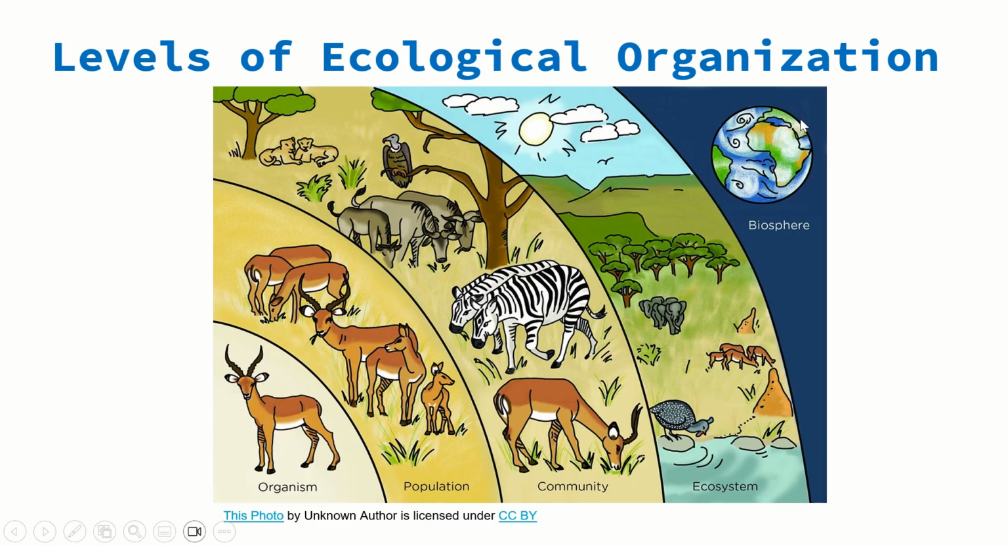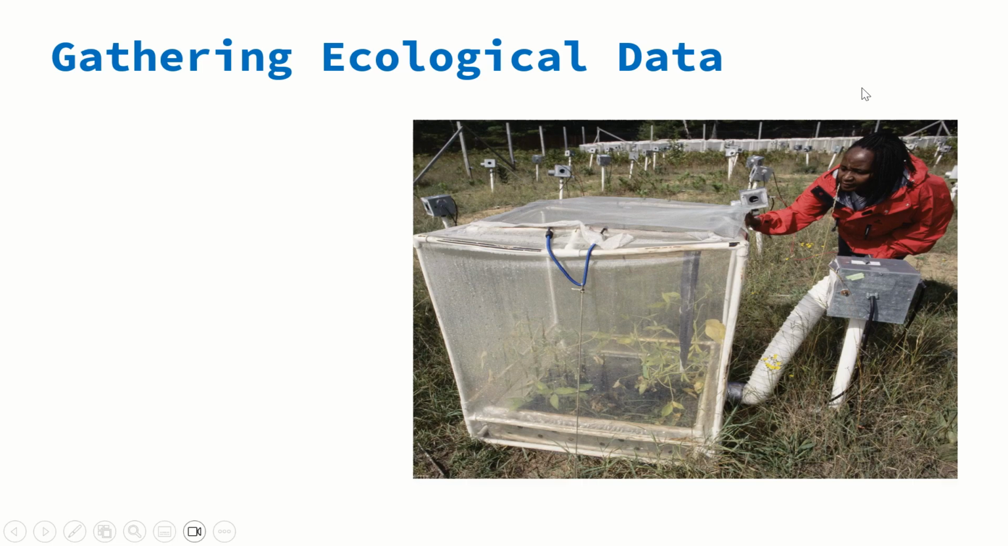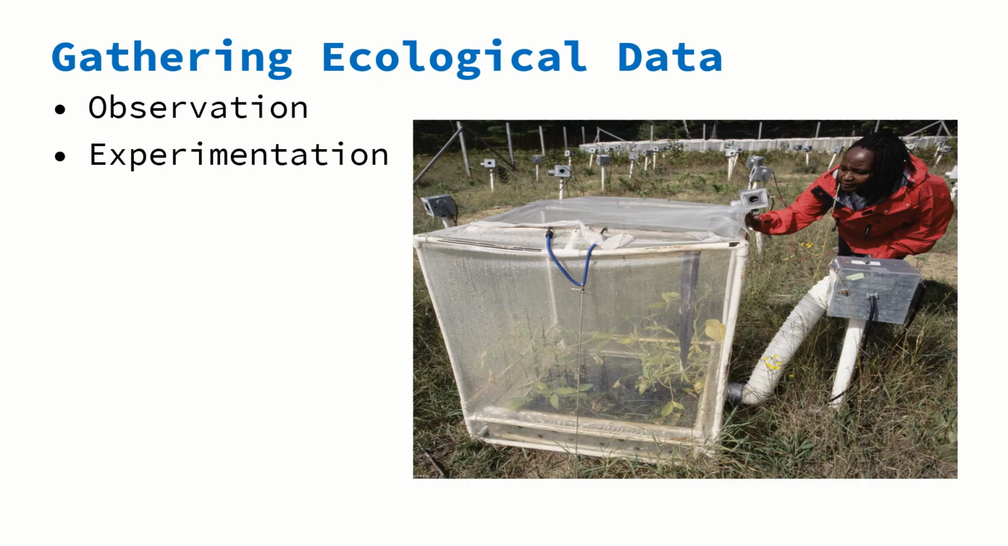Our next objective in this section is to discuss ways of studying ecology, ways of gathering ecological data. So one common way is observation. So go out and observe the interactions between organisms in a community, or the interactions among a population, and just generally observe using your five senses.